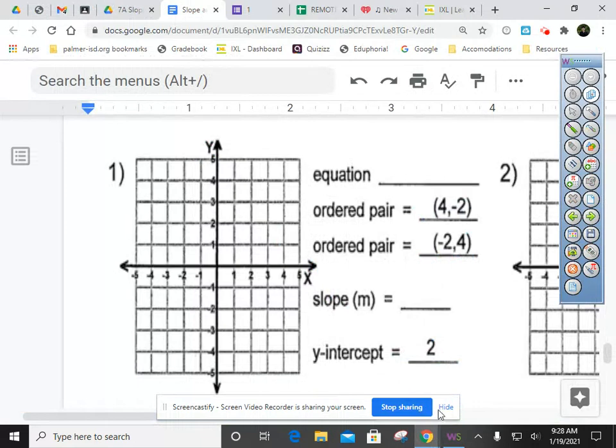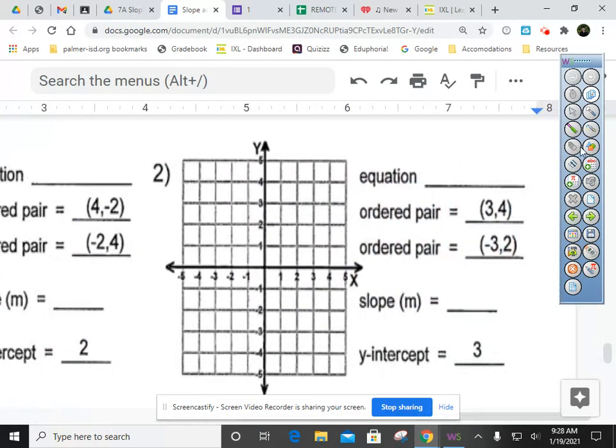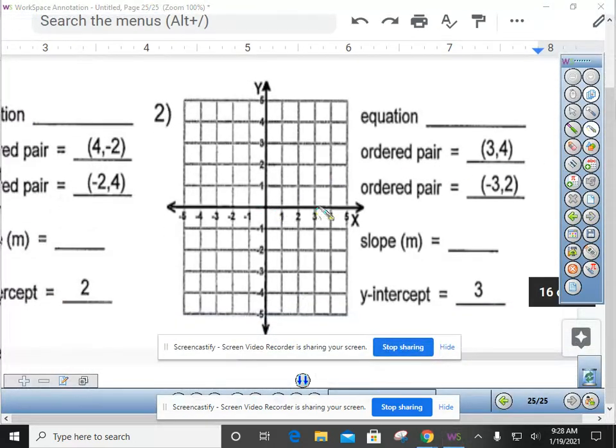And let's do number 2 together. So what are we going to plot first? 3, 4. And now we do negative 3, 2. Which way do we go from the origin? To the left, and then we go up 2. Perfect. What's the y-intercept? 3. Then we're going to connect our dots.